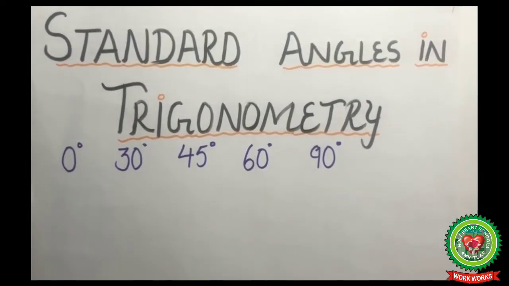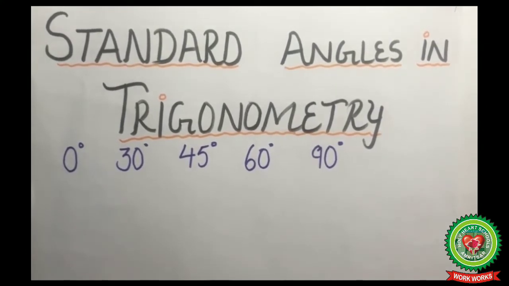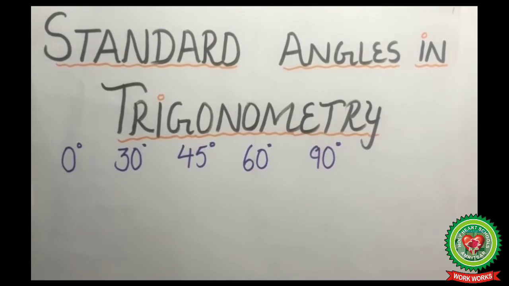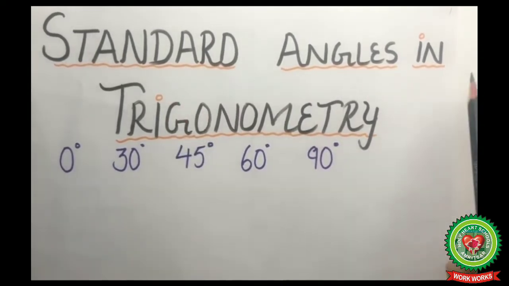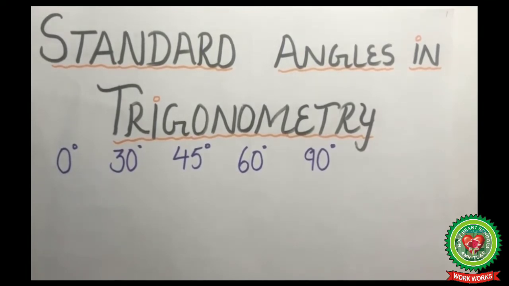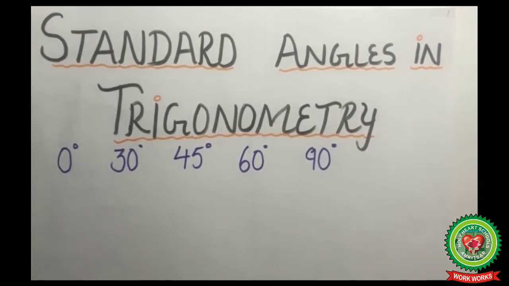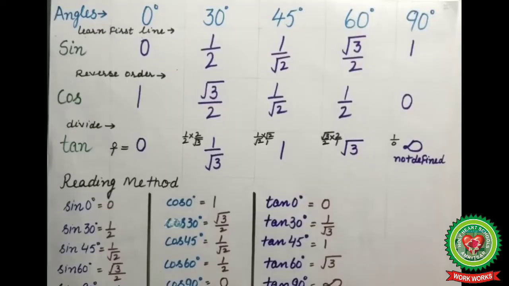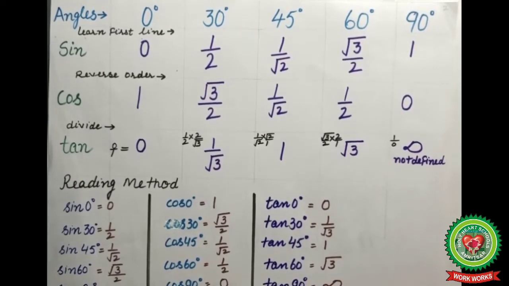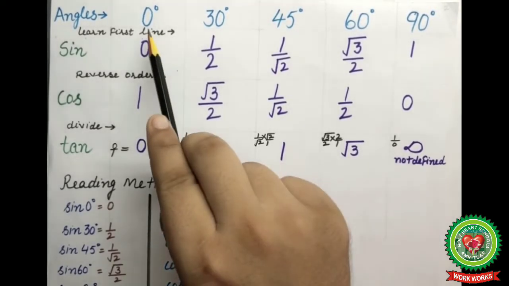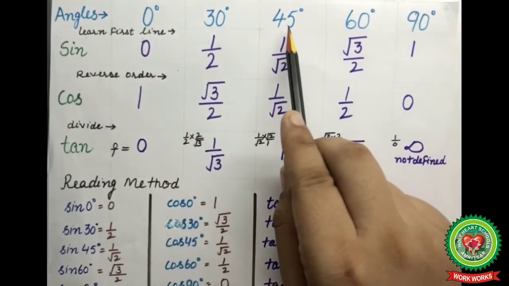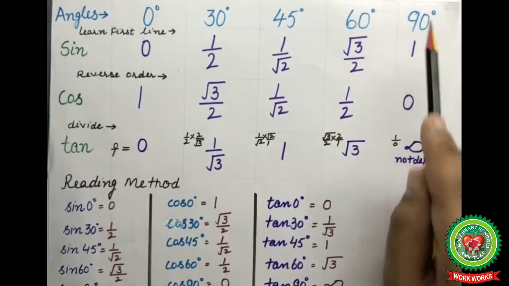Now students, in this video, we are going to learn the values of different T ratios in case of the standard angles, and we are also going to discuss the sums based on standard angles in trigonometry. So first of all, we are going to learn the values of different T ratios in case of the standard angles. We have already discussed that there are 5 standard angles in trigonometry, and those are 0 degree, 30 degree, 45 degree, 60 degree and 90 degree.